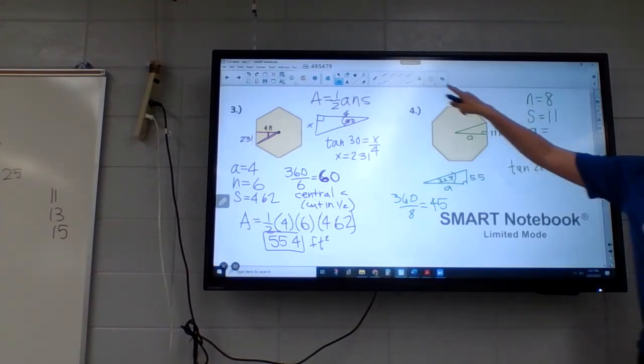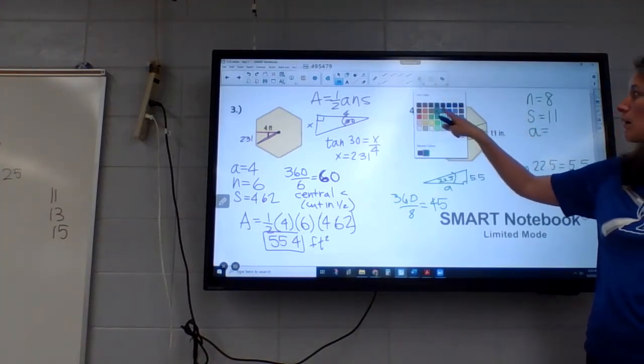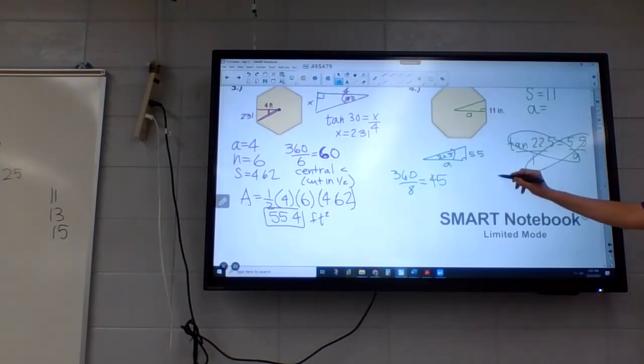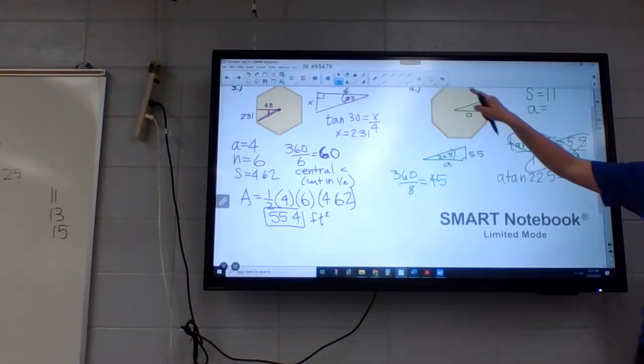It's a bigger pain, but make it like a fraction. So we're going to make it like proportions. I'm going to cross multiply here. I'm going to have a times the tangent of 22.5 equal 5.5. And in order to solve for a, this is being multiplied, so I'm going to divide by the tangent of 22.5.